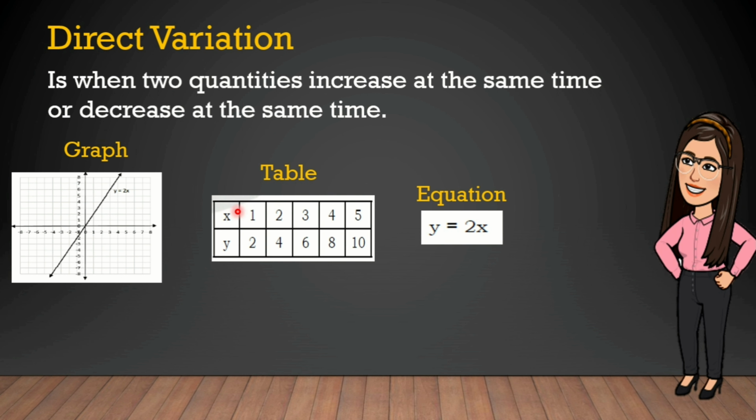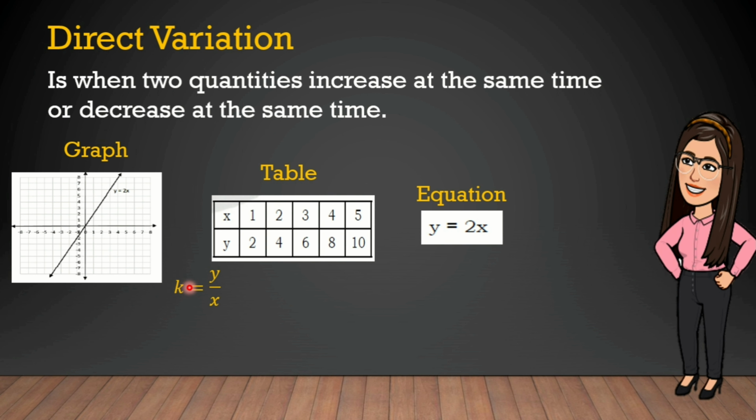Pansinin natin ang table na ito. Ang value ng x at ang value ng y. Dapat, habang nag-i-increase ang value ng x, dapat ay nag-i-increase rin yung value ng y with a constant of variation. Paano ba malalaman ang constant of variation sa table na to? So, ito ang formula. K is equals to y divided by x. Ito ang formula ng constant of variation.